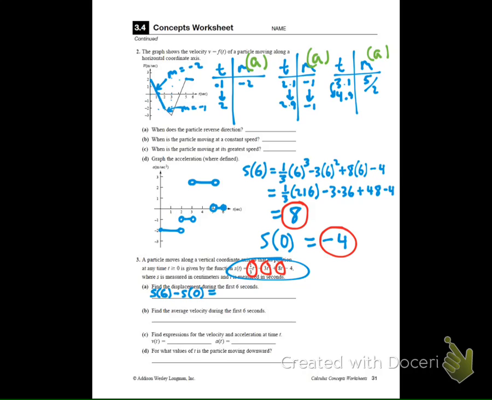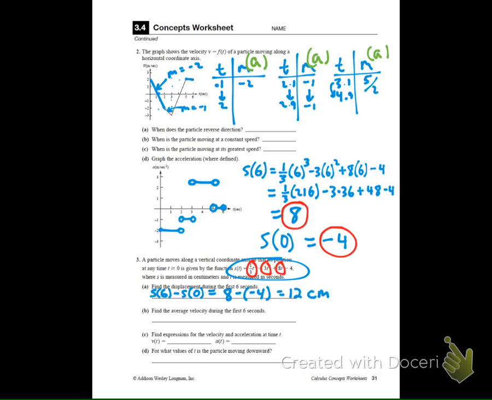In other words, where you start is -4, where you end is 8, and 8 minus -4 is equal to 12. And so this particle traveled 12, well, I should say 12 units to the right, and the units are in what does it say? Oh, centimeters. So this particle traveled 12 centimeters, or is 12 centimeters to the right of where it started.